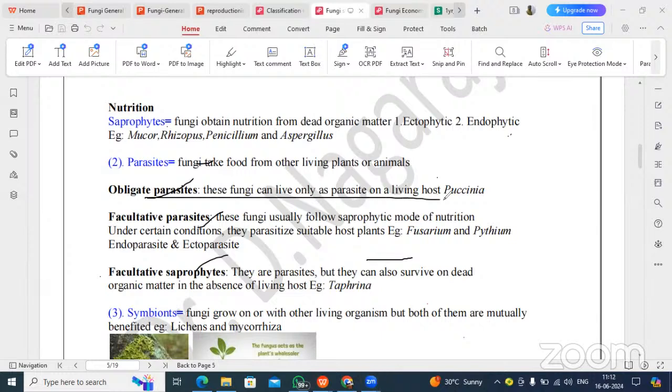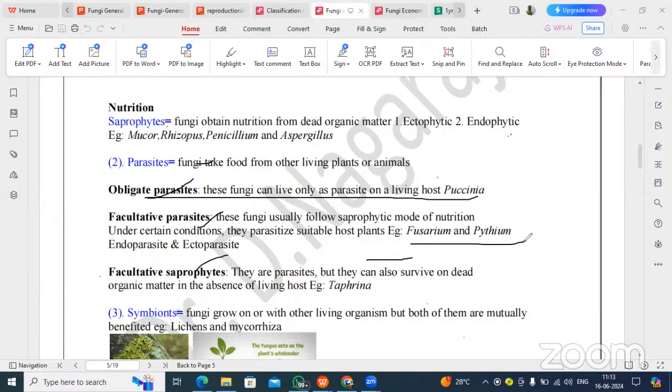An obligate parasite lives only upon the host. If the host is not present, it will die. That type of parasite we call an obligate parasite. Example, Puccinia graminis, the rust fungi. And then the facultative parasite. Usually these are saprophytes, but whenever a suitable host plant is there, they act as a parasite. Fusarium, Pythium, Phytophthora are facultative parasites. As endoparasite or ectoparasite, both are possible.